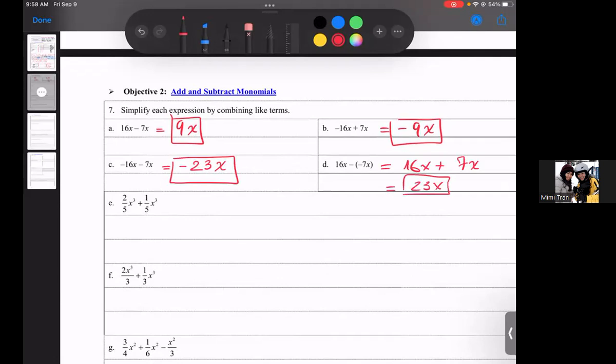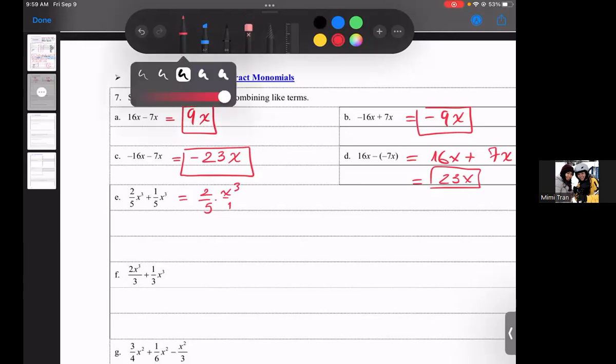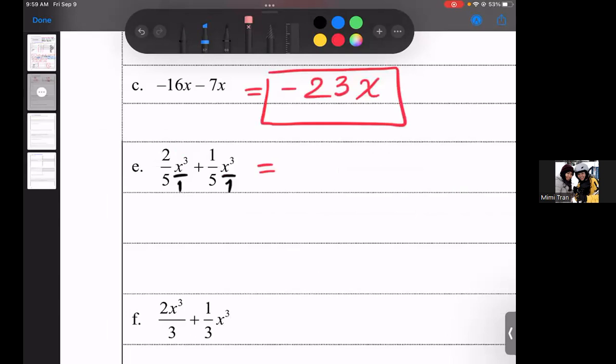E. Now E, do you agree that we have a common denominator? Yes, right. Now this one I can rewrite as 2/5 times x cubed over 1. Is that okay? Maybe I don't want to waste the x cubed. I can put it over the 1. Is that all right? Yes, same thing. Right. Okay. Now what can I do next?